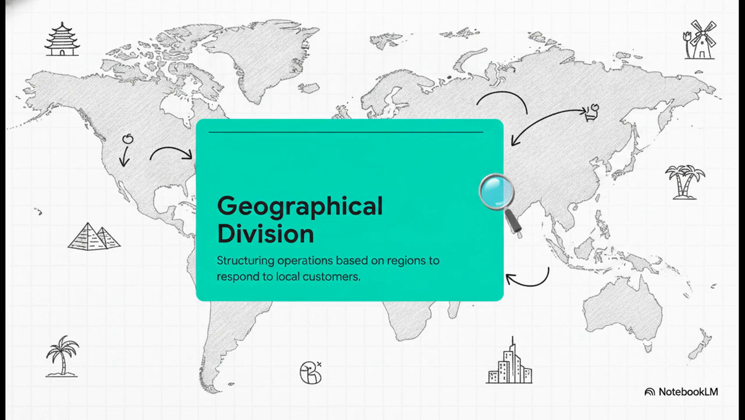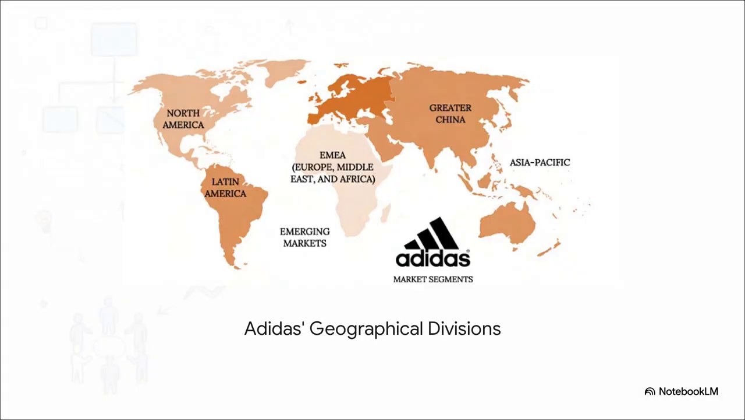this is an absolute must: geographical division. This simply means structuring your operations based on the specific regions of the world you're operating in, so you can actually respond to your local customers quickly and effectively. Take Adidas as a perfect example. They intentionally carve up their massive global footprint into distinct, locally focused regions, places like Greater China, Latin America, and EMEA, which is Europe, the Middle East, and Africa.